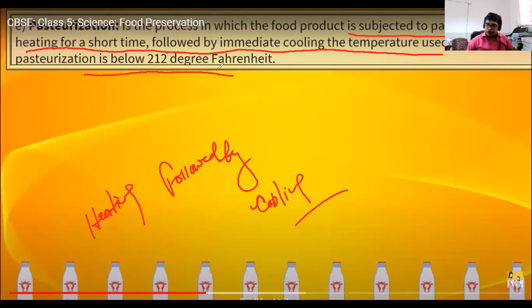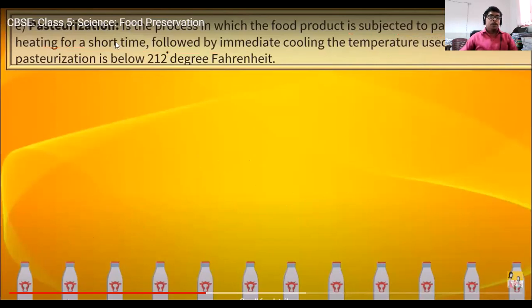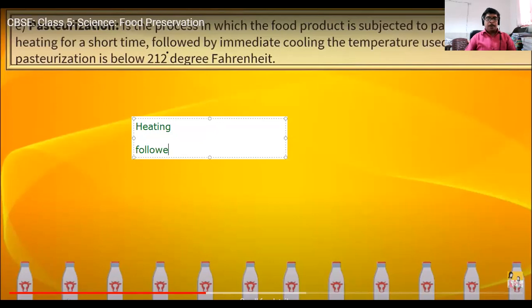Now what happened? You see, first we heat. First what I have told you is that it is heating followed by cooling, right? This is the simple definition. So I have told you that at low temperature, microorganisms do not grow. You remember this thing which I have told.